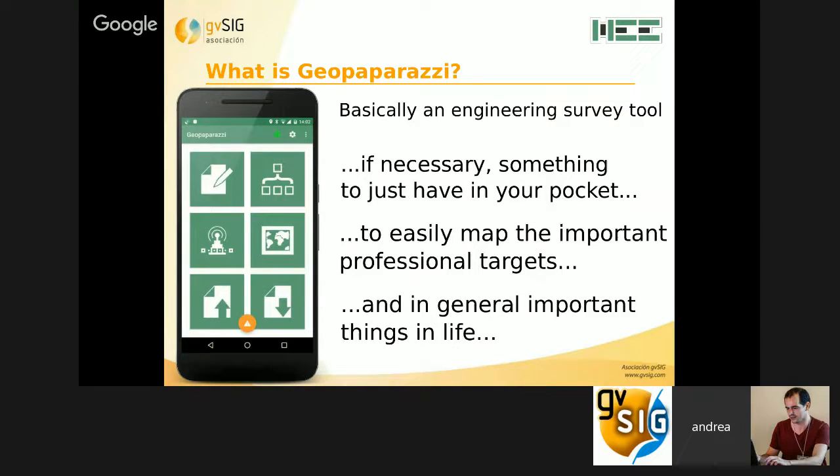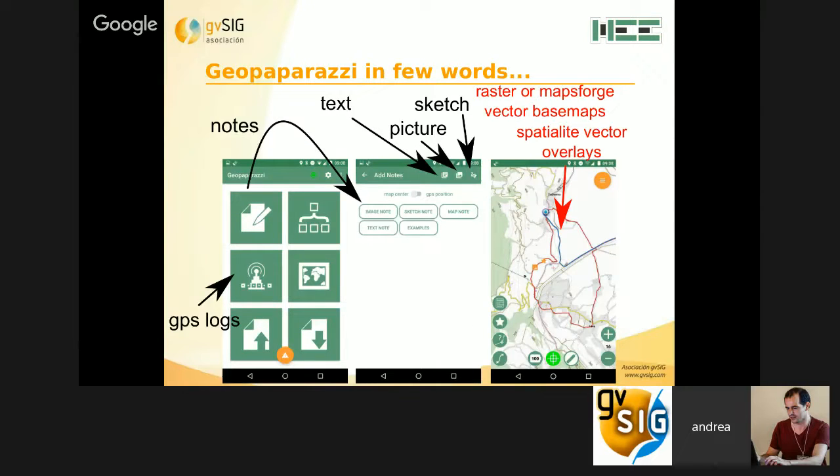When I'm talking about notes, what am I talking about? Geopaparazzi, in few words, is really about taking notes or GPS logs to keep track of where you are going or where you have been during the survey. So notes, this is the dashboard. The very left image is the dashboard of Geopaparazzi, and a few important things that Geopaparazzi does are summarized there. You can take a note, and this note can be a text note or a picture note, or even a sketch note that you want to draw with your finger on your smartphone or on your tablet.